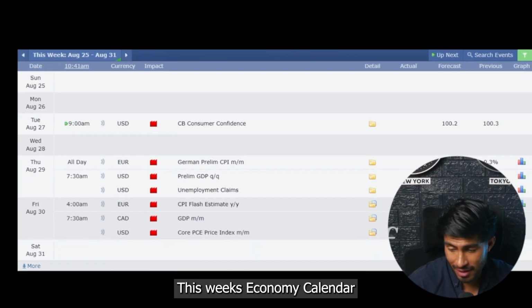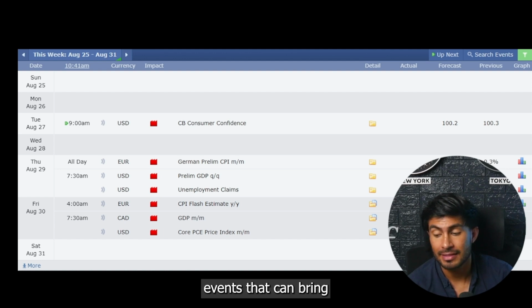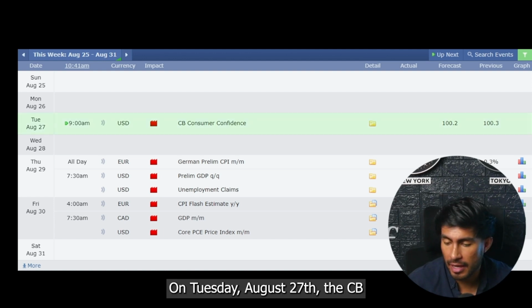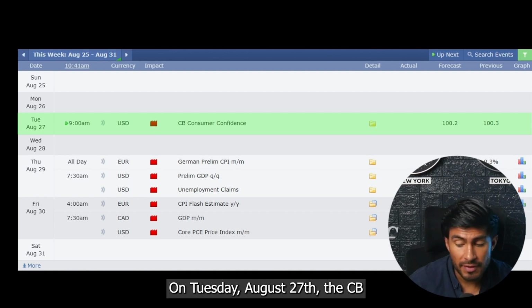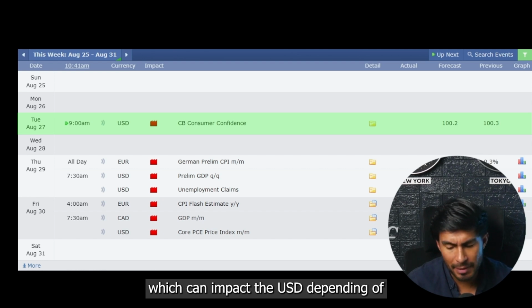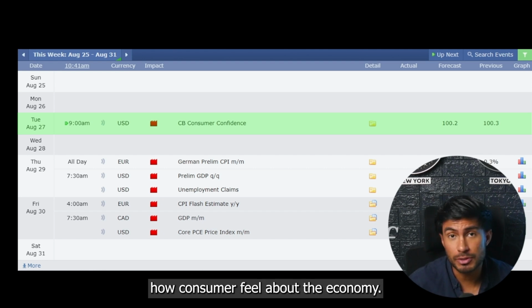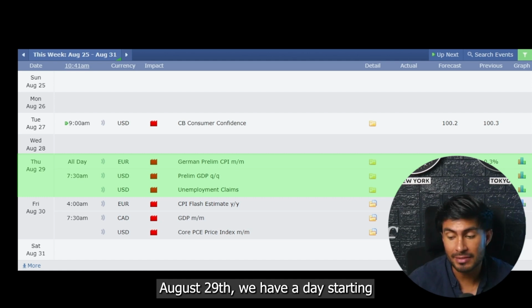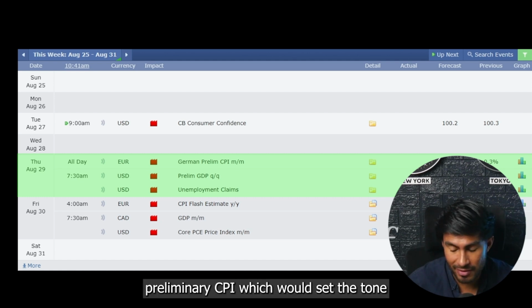This week's economic calendar highlights several key events that could bring significant volatility to the markets. On Tuesday, August 27th, the Civic Consumer Confidence Report will be released, which can impact the USD depending on how consumers feel about the economy. Moving on to Thursday, August 29th, we have a packed day starting with the German preliminary CPI, which will set the tone for the euro.